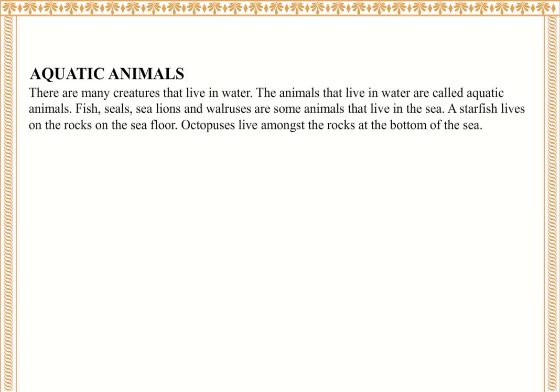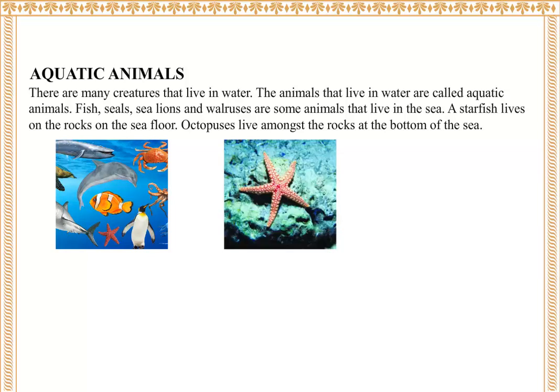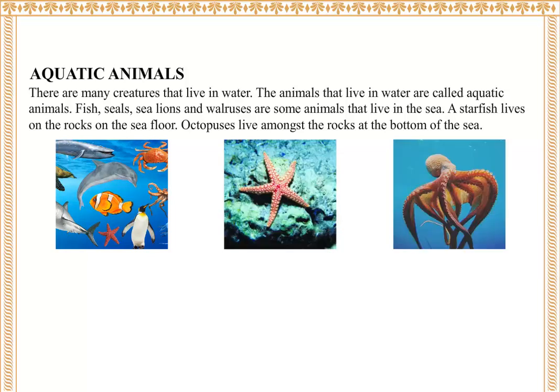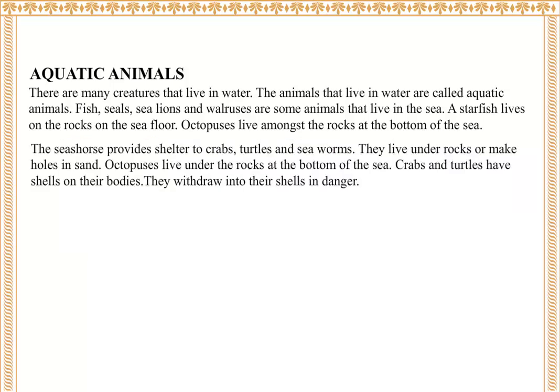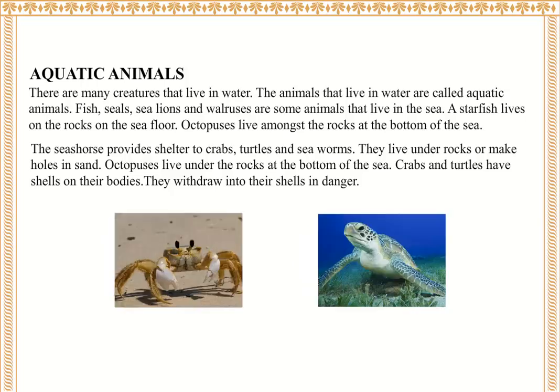Aquatic animals. There are many creatures that live in water. The animals that live in water are called aquatic animals. Fish, seals, sea lions, and walruses are some animals that live in the sea. A starfish lives on the rocks on the sea floor. Octopuses live amongst the rocks at the bottom of the sea. The seahorse provides shelter to crabs, turtles, and sea worms. They live under rocks or make holes in sands.